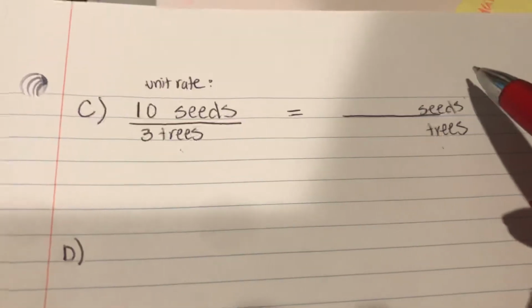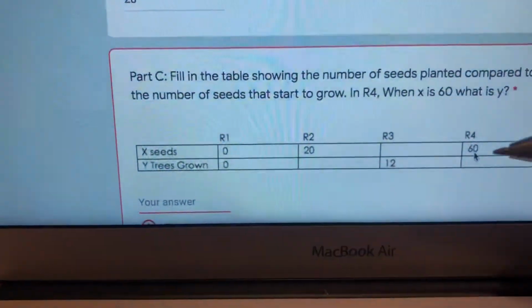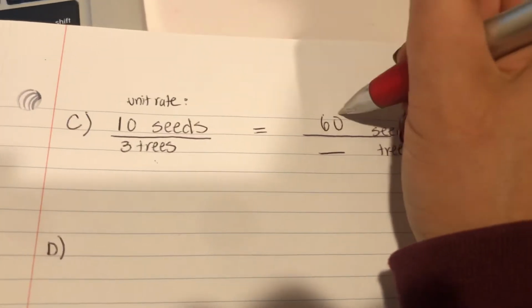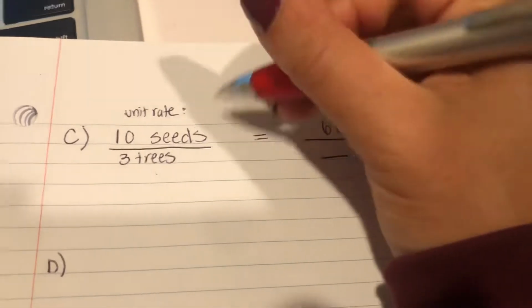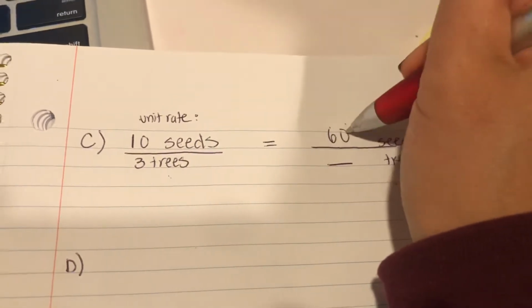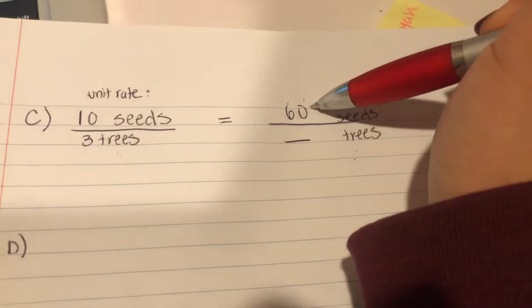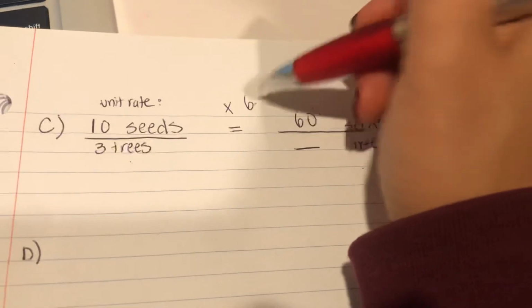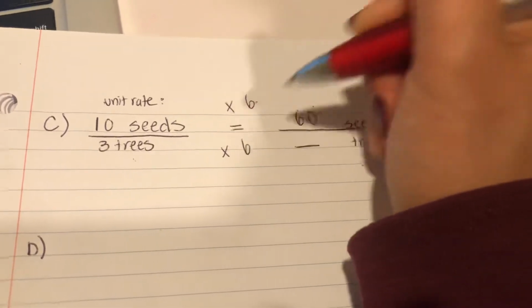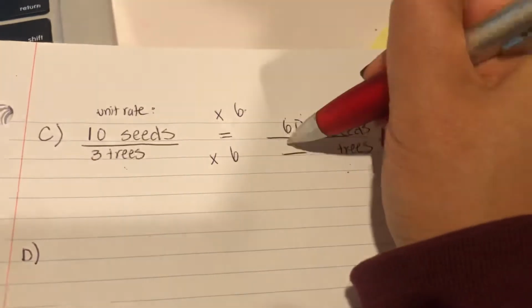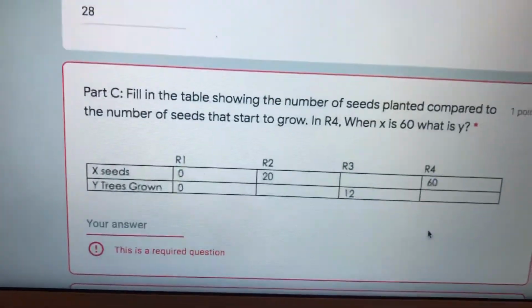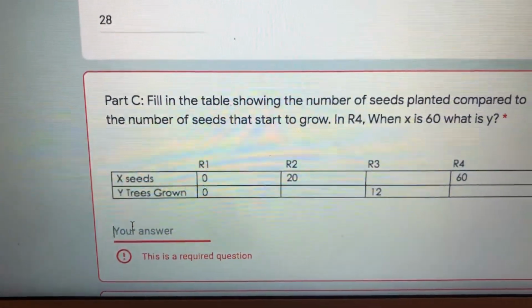Okay, so what I know is 60 represents seeds. So in this proportion, I'm going to put 60 seeds. And what we're trying to figure out is if I plant 60 seeds, how many trees will grow based on this ratio. So again, how do I get from 10 to 60? Well, that would be multiplying by 6. If I multiply by 6 in the numerator, I must multiply by 6 in the denominator. And 3 times 6 gives me 18. So the value for Y in this table would be 18.